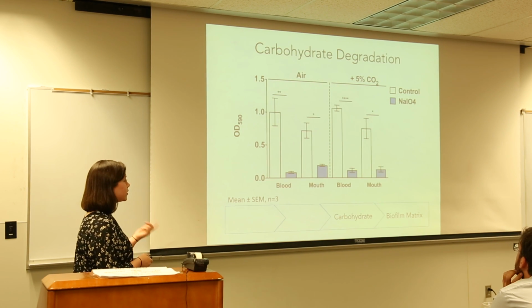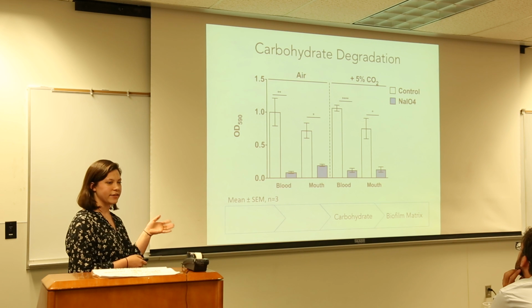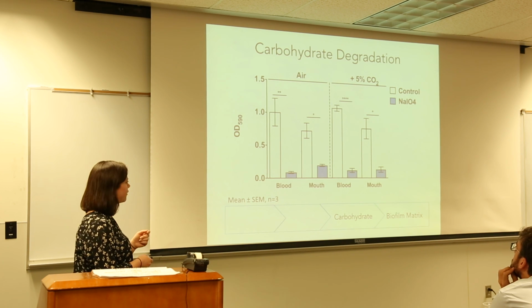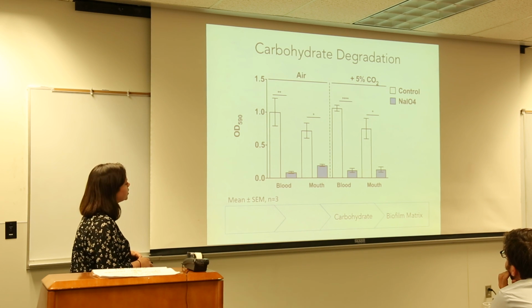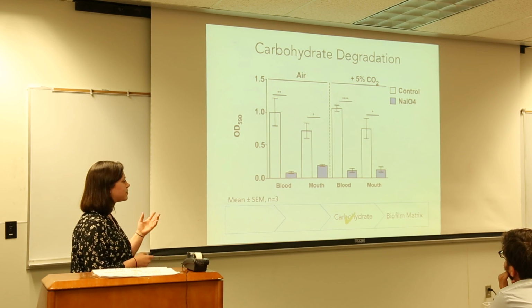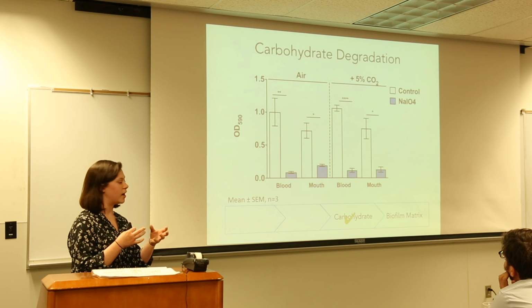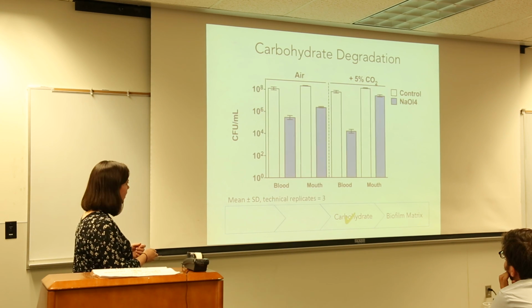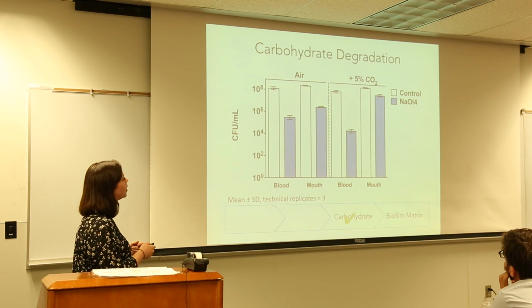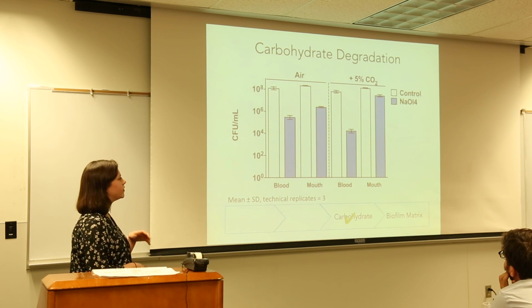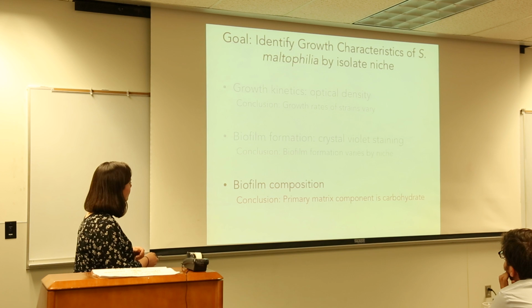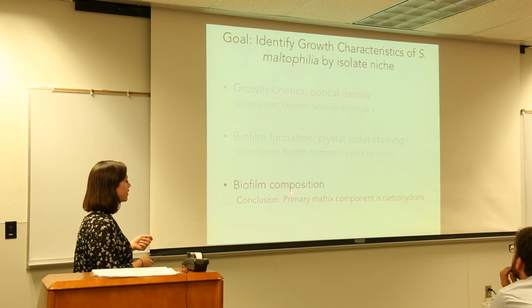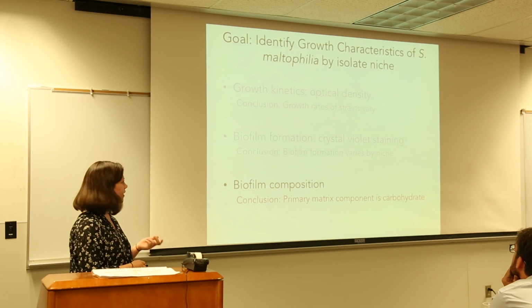We then degraded with the sodium metaperiodate and saw a really drastic difference in overall biomass after the degradation treatment in both of the strains at both atmospheric conditions. And so from this we concluded that carbohydrate is playing the biggest role in the overall biofilm matrix. This was confirmed with our viability results, where we saw pretty dramatic decreases, although I don't have statistical significance on this one because I didn't have enough replicates. So the conclusion of this data was that the primary matrix component is carbohydrate.